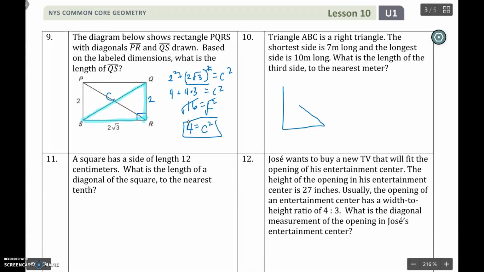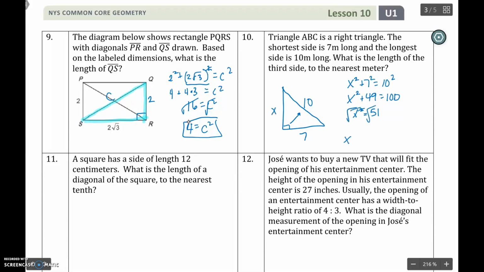Triangle ABC is a right triangle. The shortest side is 7. The longest side is 10. Remember that your longest side is always your hypotenuse. What's the third side? So on this one, we know our hypotenuse, like in number 2, and we need to solve. So we're going to square 7 and 10, getting 49 and 100. Then we're going to subtract 49 from both sides, which would be 51. And then when you square root both sides, you'll get x.